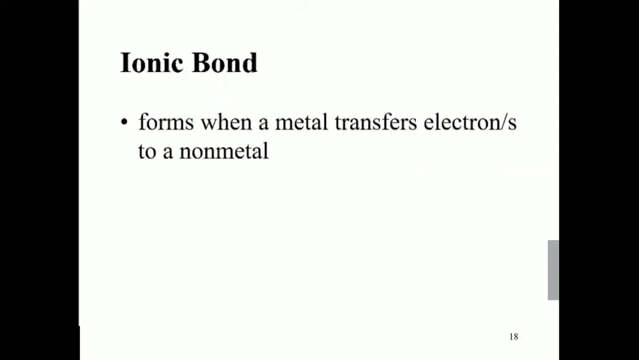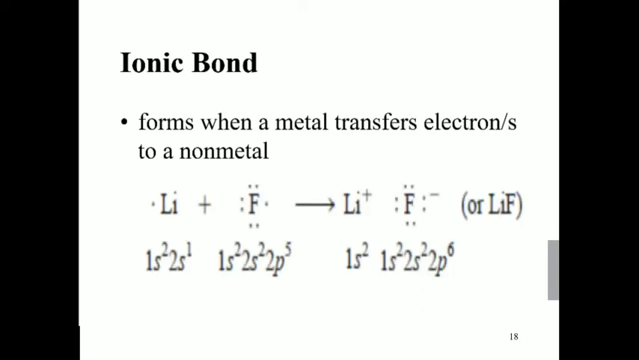Let's now go to the first type of intramolecular force between atoms, which is ionic bond. Ionic bond forms when a metal transfers electrons to a non-metal. So notice there is transfer of electrons. So ionic bonding involves transfer of electrons, and the transfer is always from metal to non-metal, because as we have emphasized in the previous slide, metals tend to give up or lose electrons, while non-metals tend to gain or accept electrons. Let's have an example.